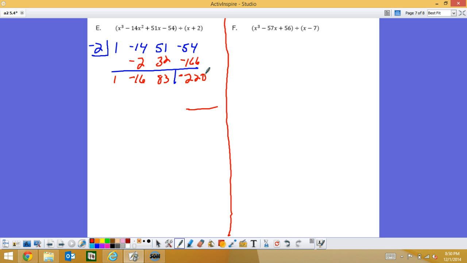So in quotient remainder theorem form, we start with the dividend, which is x cubed minus 14x squared plus 51x minus 54, equals our divisor times our quotient, which is a constant, linear, quadratic, plus our remainder.